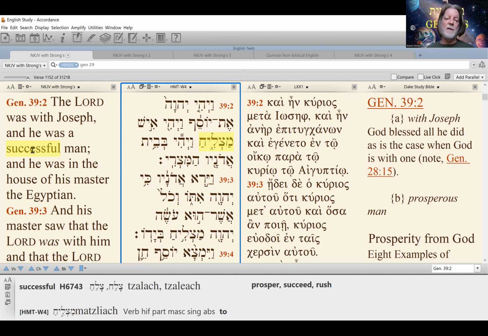But I want to focus on the fact that because the Lord was with Joseph, he was a successful man, a prosperous man. And that is the most unlikely, ironic thing you can imagine. Joseph is a slave taken to a foreign country and purchased by an officer in the foreign king's court. And yet the Bible says he was a prosperous and successful man. As we continue through the chapters of Genesis, you're going to see how that's true.